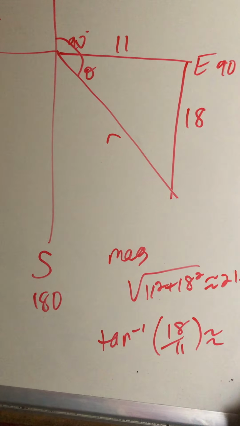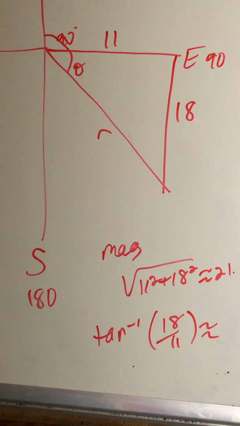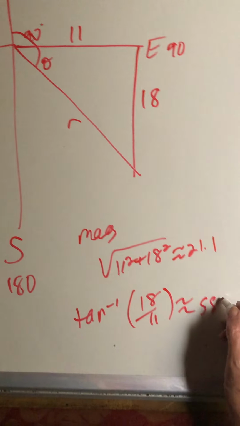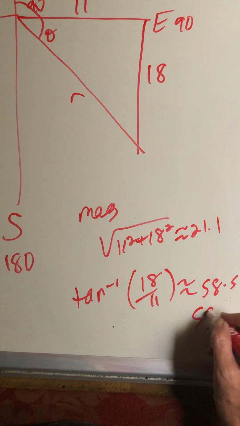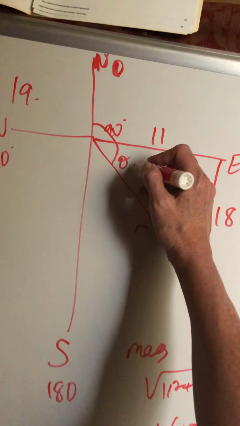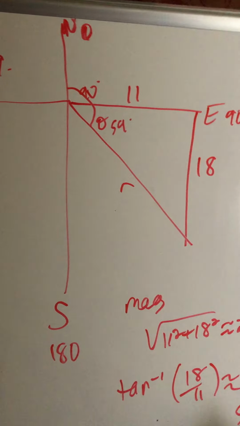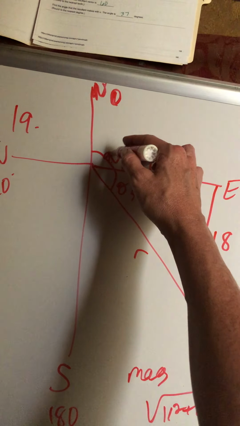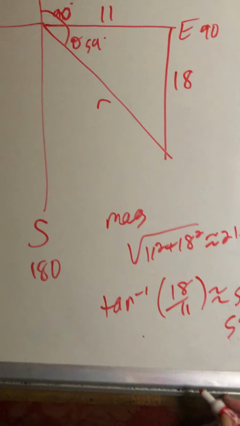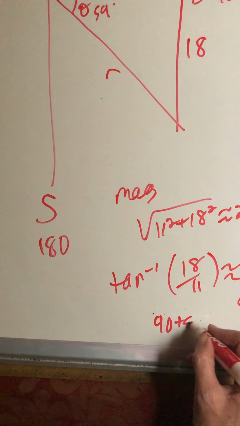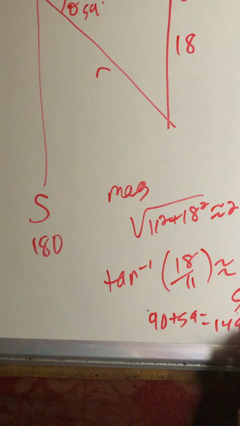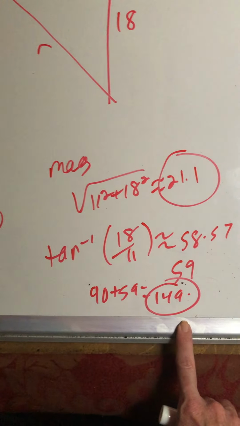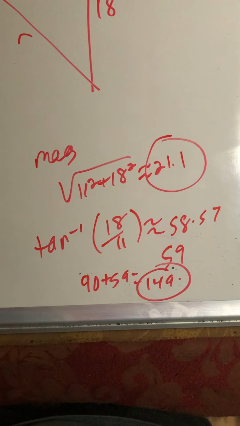So let me check this one. Inverse tangent of 18 over 11, and I get about 59. It's like 58.57, I'm going to round it to 59. So this angle is 59. That is not my angle of direction, because I want to go from due north. So I've got to add the 90 degrees to the 59. So 90 plus 59 gives me 149. So there's the correct angle. This is the magnitude, and this is the correct angle of direction on number 19.